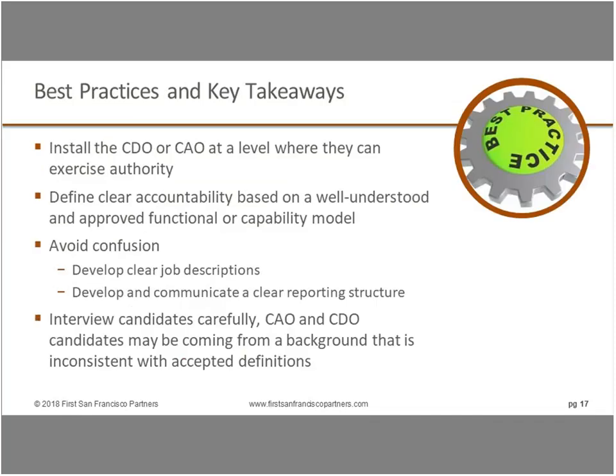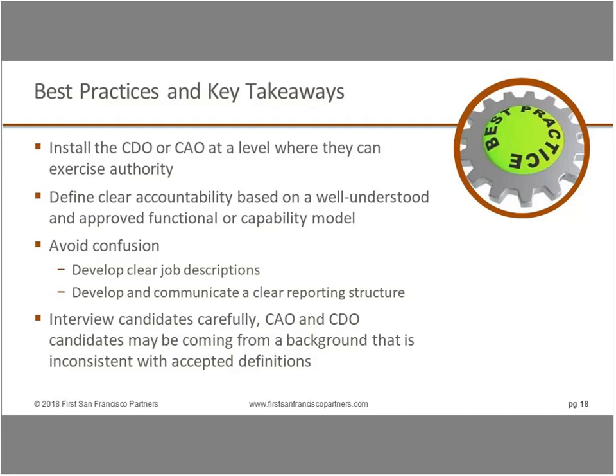Mm-hmm. So in the interest of time, let's just go through our wrap-up slide, just because I think that there's still some discussion here around critical success factors in our best practices and key takeaways. So like John just talked about, ensuring that the chief data officer or chief analytics officer is at a level within the organization in which they can exercise authority. Now, it doesn't mean that it's command and control, but it means that they are integrated into the business vision and execution of the company, and that they really have the ability to identify resources, rally resources, and execute programs across the company. So it is truly an enterprise role.